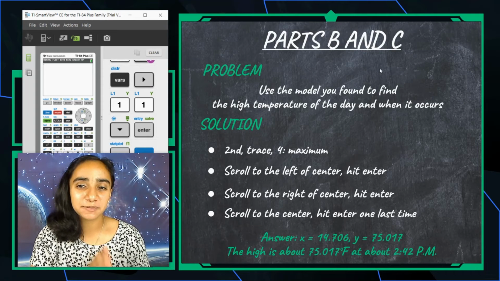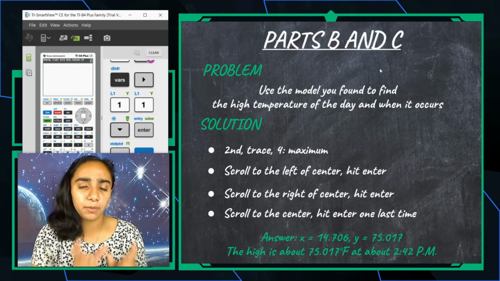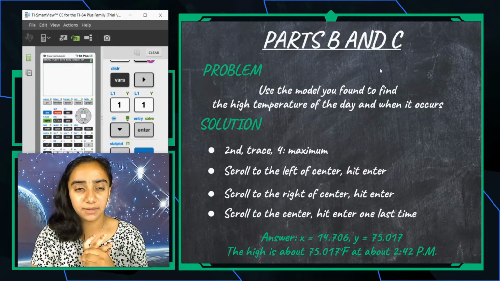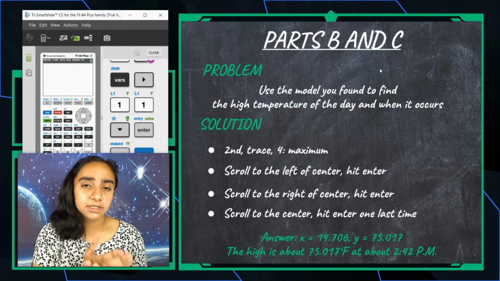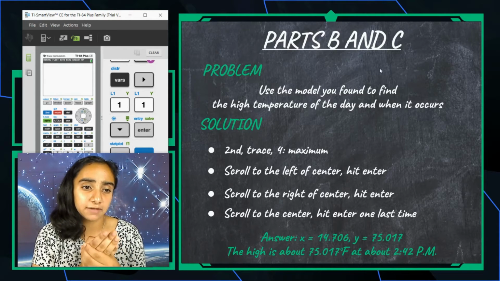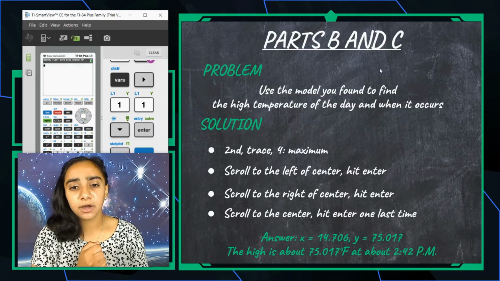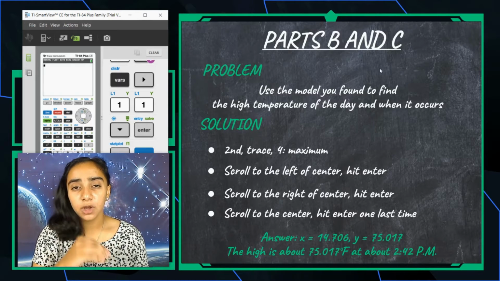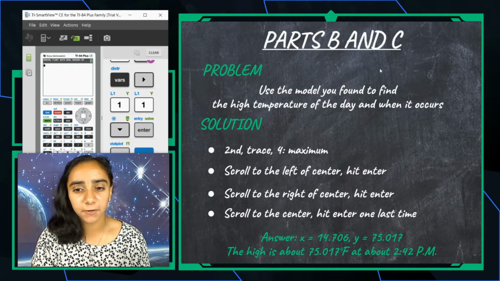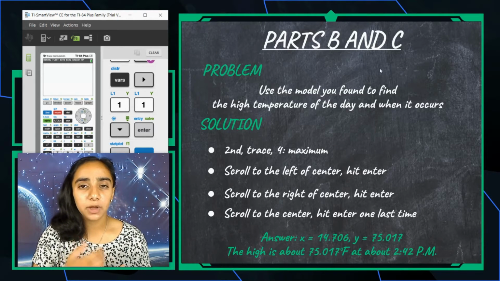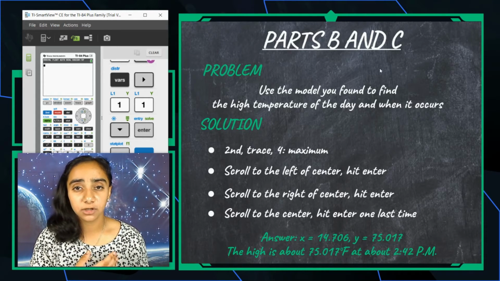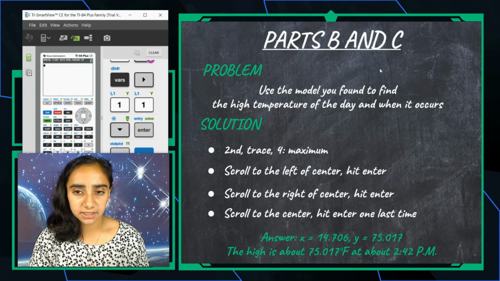We're going to be solving parts B and C together. I'll show you where part B is and part C is and how I've joined them together. So let's read the next question I'm asking you. Using the model we just found, the predictive quadratic regression that I have stored in our Y1, use the model to find the high temperature of the day. So when will the temperature peak? When will it be at its highest? What is the highest Y value of this function? And then when it occurs. So what is the corresponding X value, as in what is the hour that this occurs? So that is the question I'm asking.